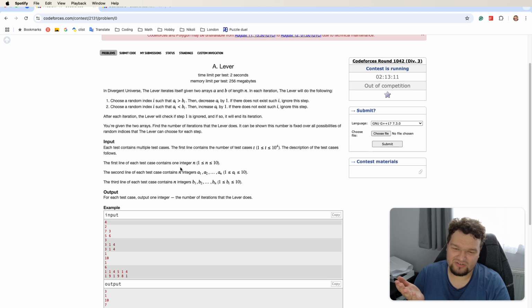Why is the limitation so small? You can just write what is written here. Okay, whatever. I guess it's a third division contest.